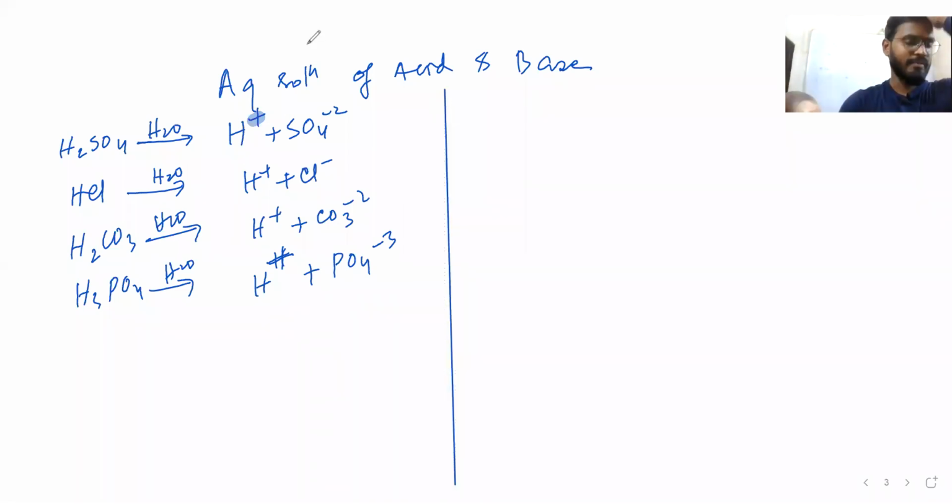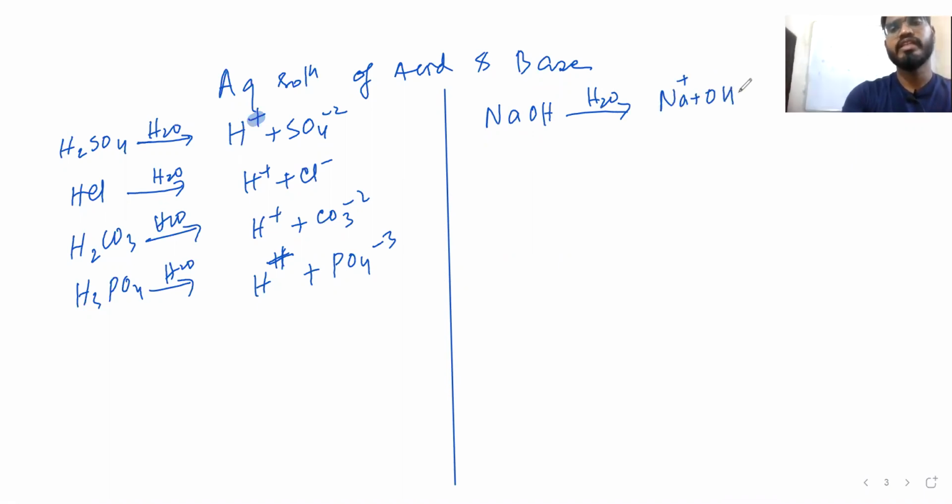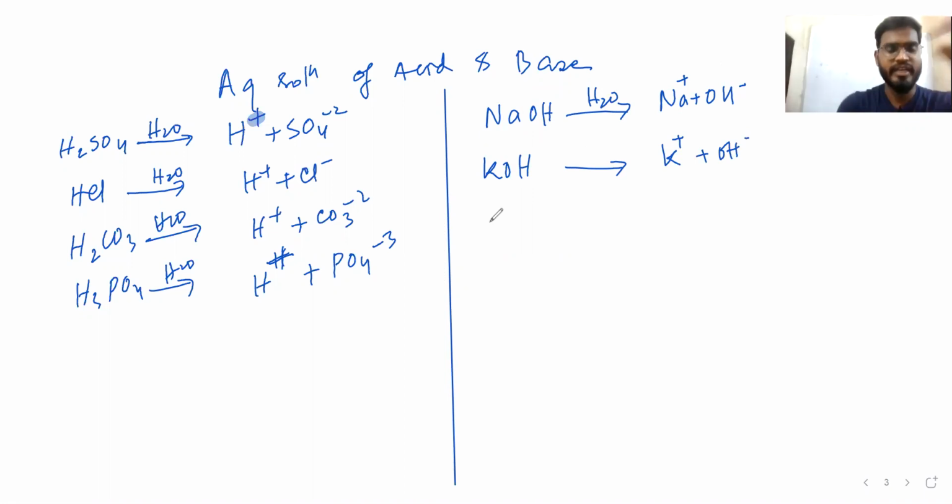Right? So for example, let's take NaOH. If you put it in water, it gives Na+ and OH-. Take another example, KOH. Then it will convert into K+ and OH-, right?